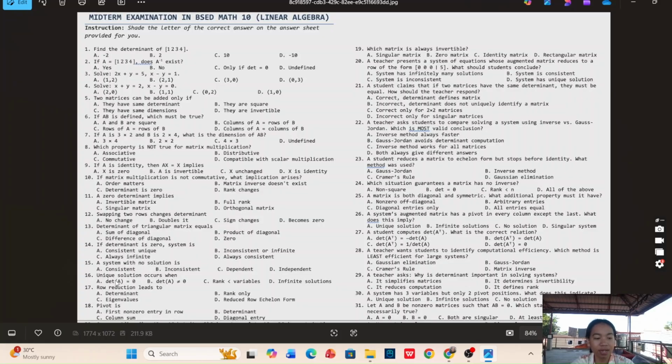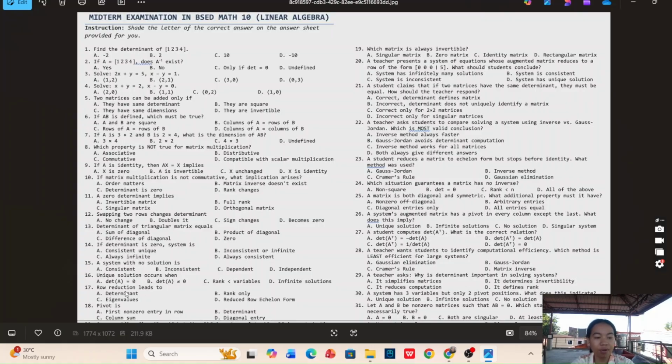Number 16 question, unique solution occurs when? Among these choices, the correct answer is letter B. This is because a non-zero determinant guarantees a unique solution. So that's why the answer is letter B.